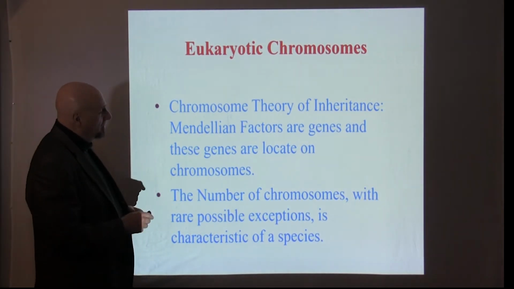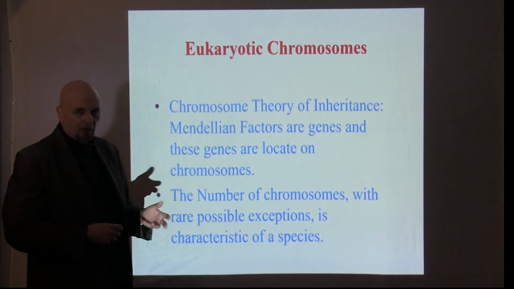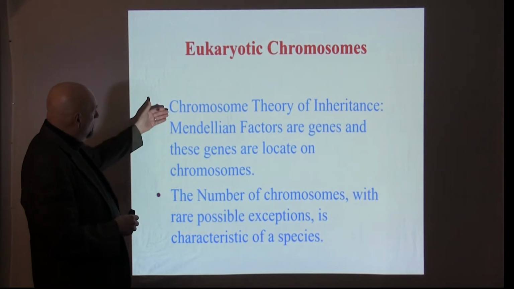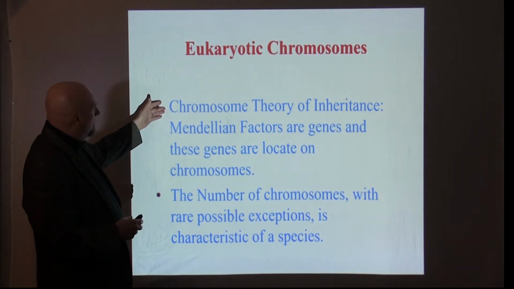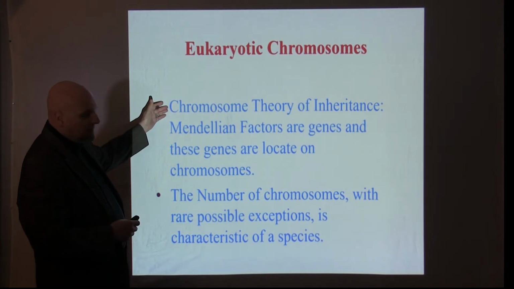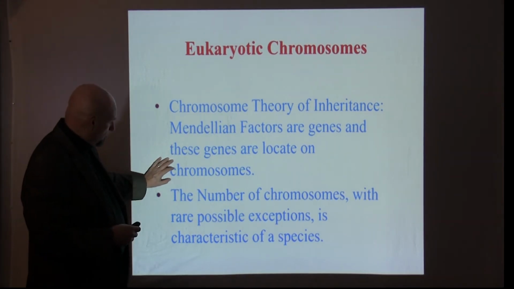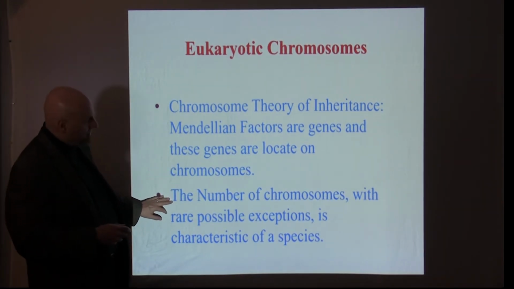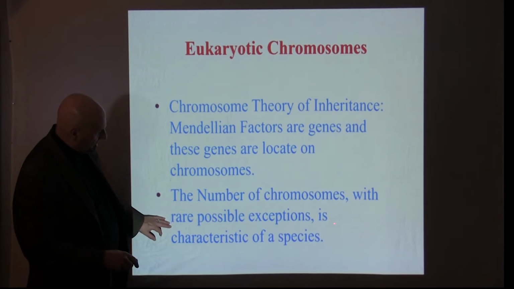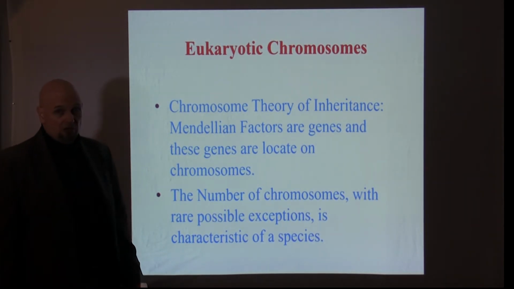We're going to be looking at eukaryotic chromosomes, and we'll take a look at prokaryotic chromosomes. What we came up with at the beginning of the 20th century is the chromosome theory of inheritance: that Mendelian factors are genes, and these genes are located on chromosomes. The number of chromosomes, with rare possible exceptions, is characteristic of the species.